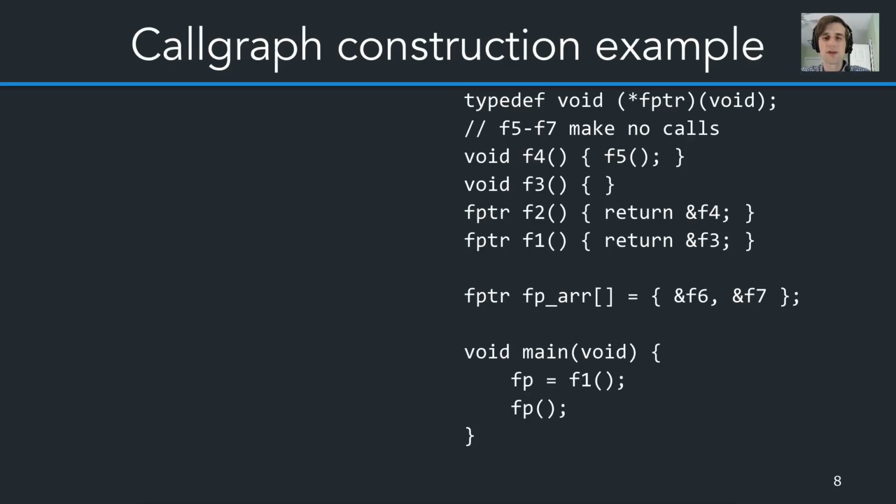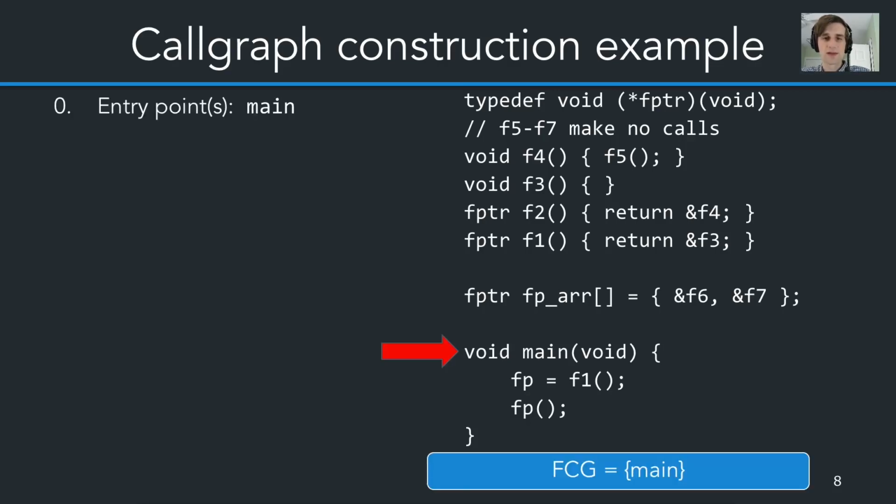So to start, we begin at main and add it to our call graph. Next, we recursively add any direct call instructions contained in these functions. So here we find and add f1, and then continue searching any functions called from f1. In this case, f1 makes no additional calls, so our call graph at this point just contains main and f1.